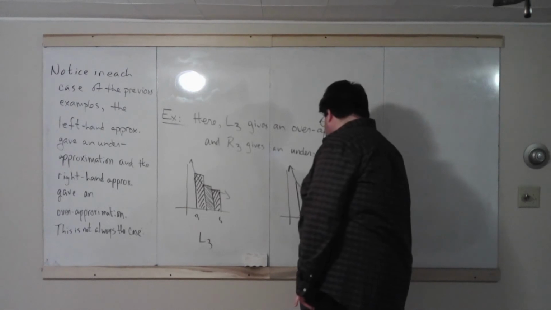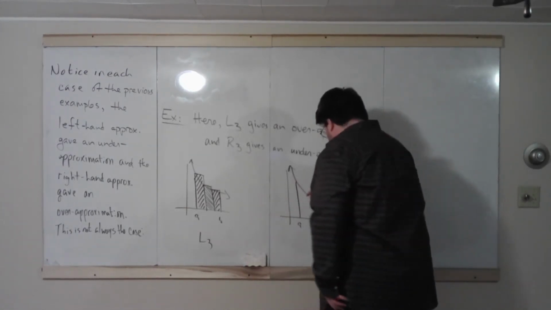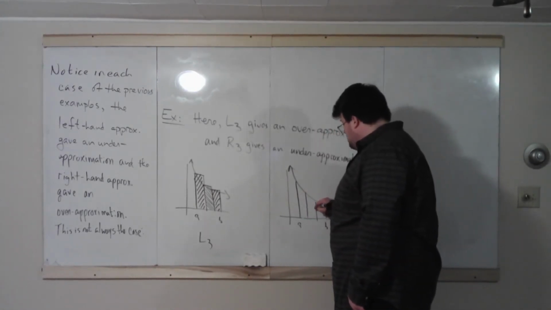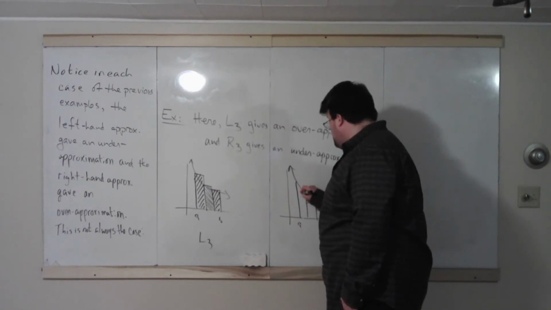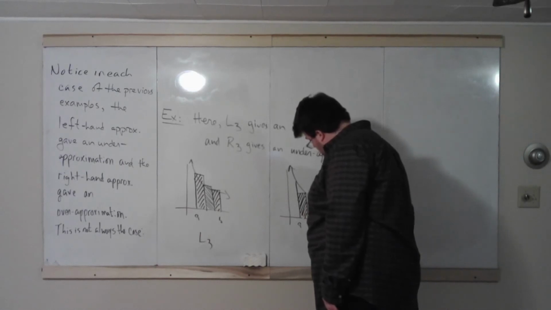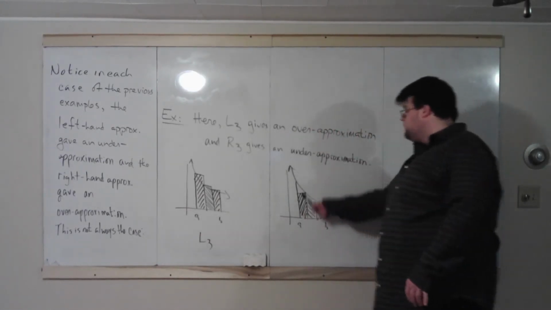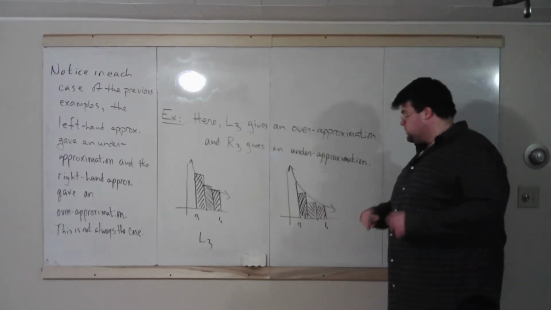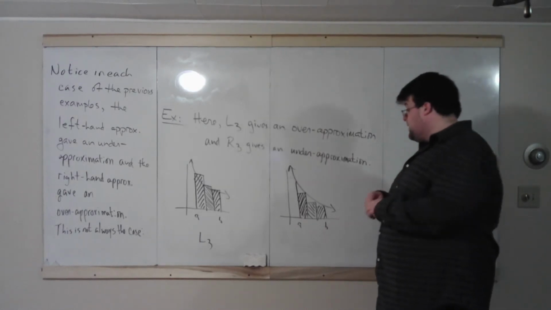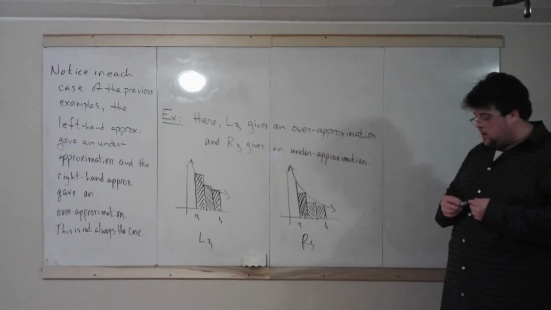Now why is that? Well, let's just draw it out as a lousy line. What does R3 look like? Well, we use right endpoints. So R3 looks like this. And notice we have these wedge-like things that aren't included in the right-hand approximation, R3, but are part of the area.